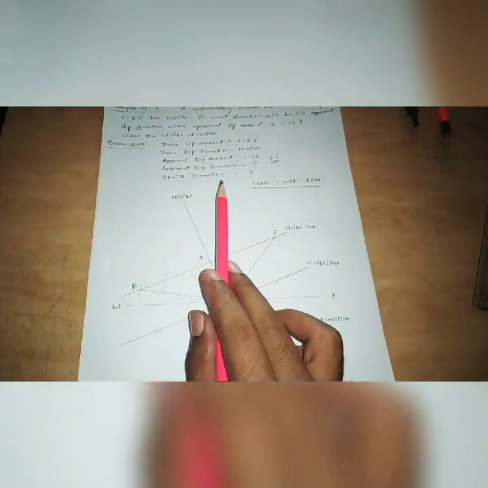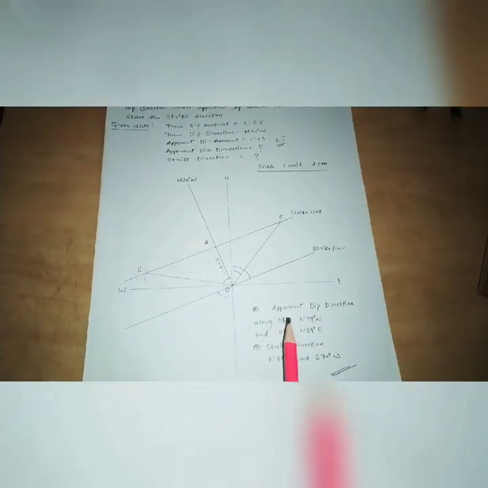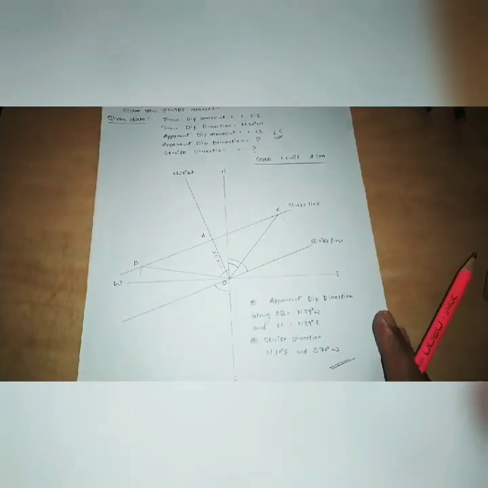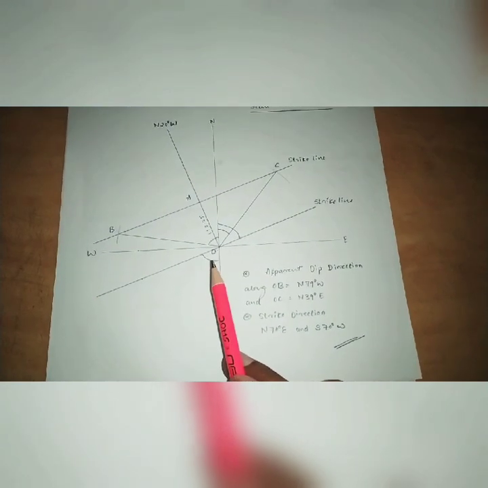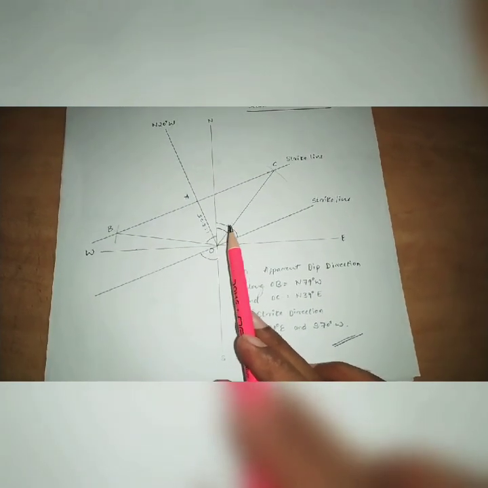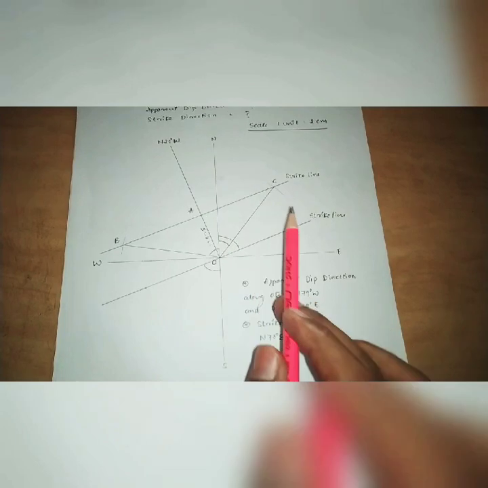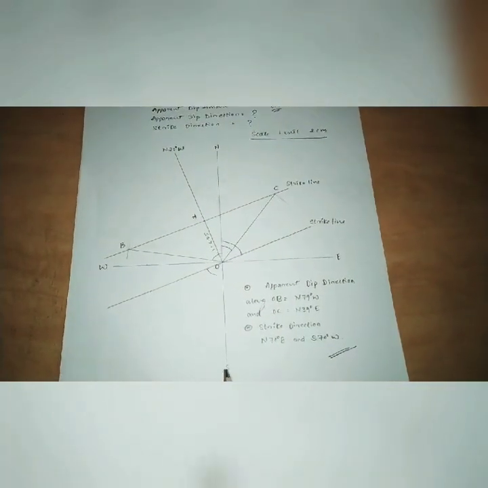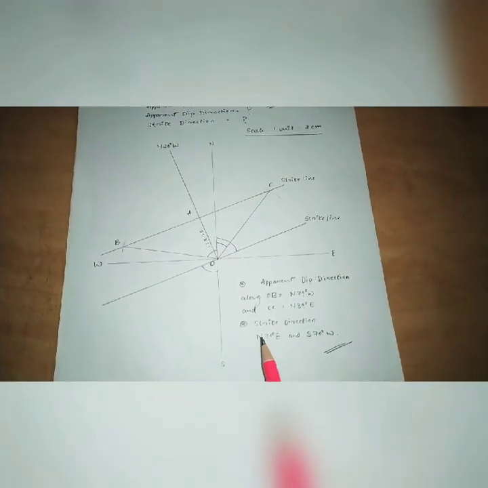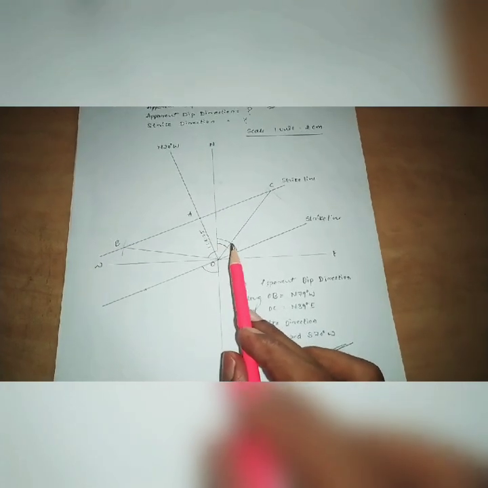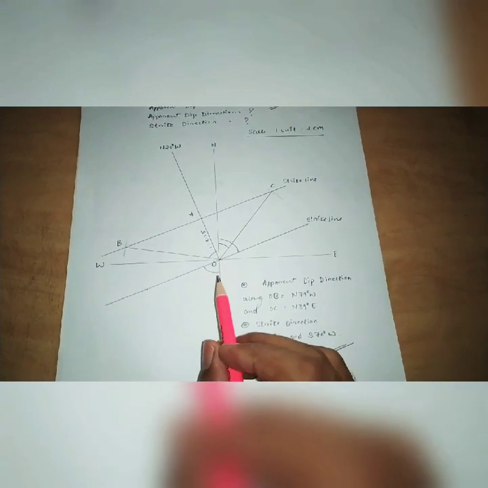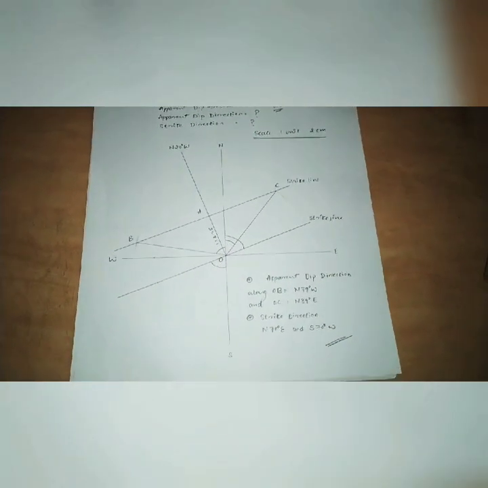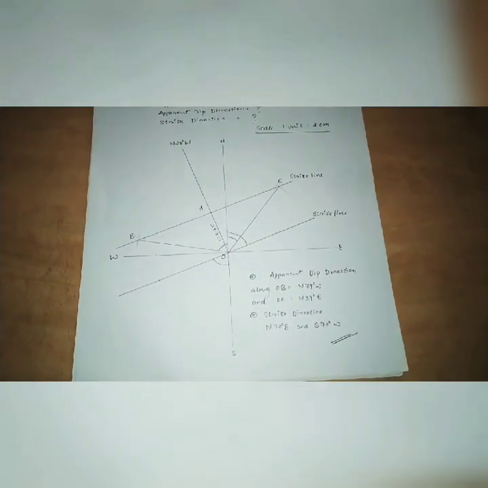Next, we need to find out the strike direction. So the apparent dip directions we have found here, and the strike direction is now this. This is the strike line and this is the angle of the strike direction. This is with respect to north and with respect to south. So this is north 79 degree east and south 79 degree west.